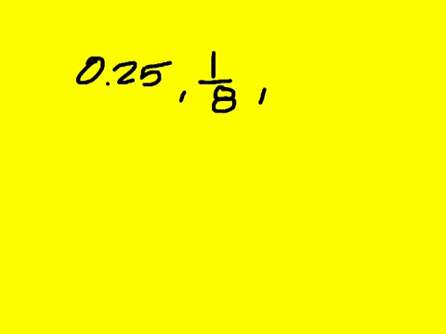All right, example problem number 1. 0.25, 1 over 8, and 0.76. We have to figure out which one is the least and write that one first. You want to put them all in the same form so they're easier to manipulate. So on your calculator, you may want to find out what 1 divided by 8 is, and that is 0.125. So now which one is the least up here?